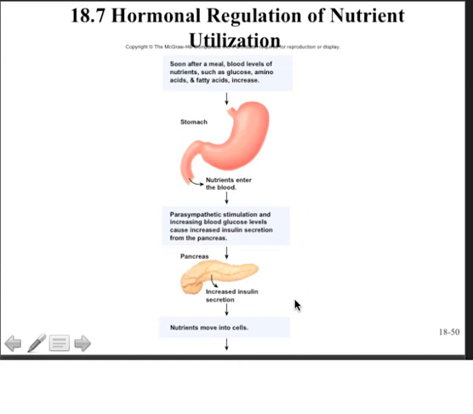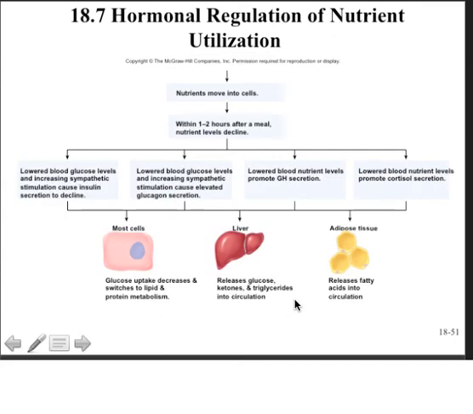So soon after a meal, blood levels of nutrients like glucose and amino acids go up. The nutrients enter the blood, and parasympathetic stimulation also increases blood glucose levels and causes increased insulin secretion by the pancreas. And this is just a response to the elevated glucose levels. It's an attempt to bring them back down towards what we would think of as the middle of the normal range of blood glucose. The increased insulin secretion causes nutrients to move into cells.